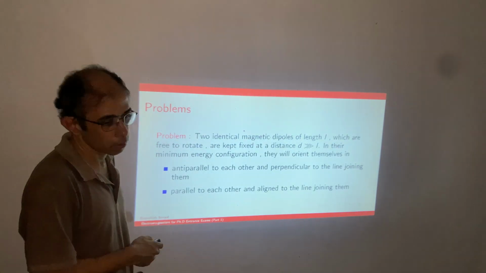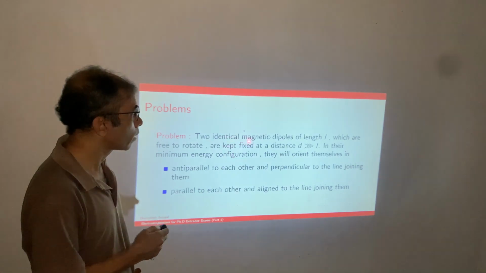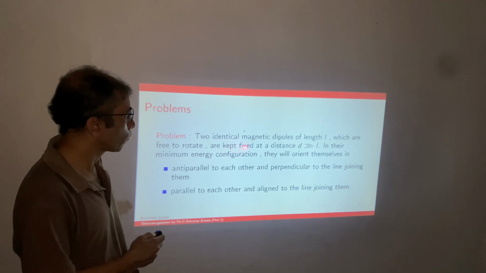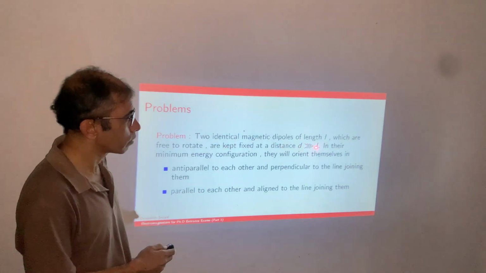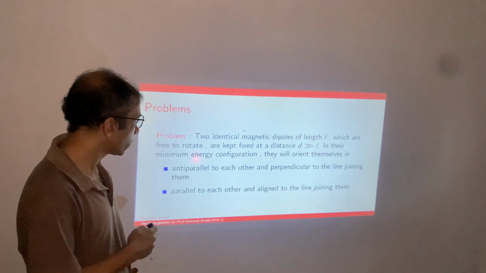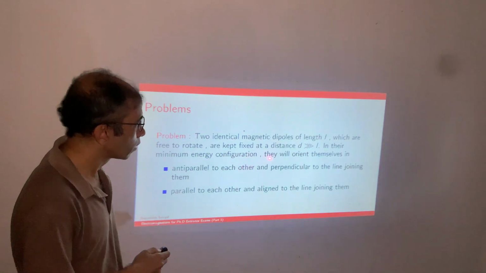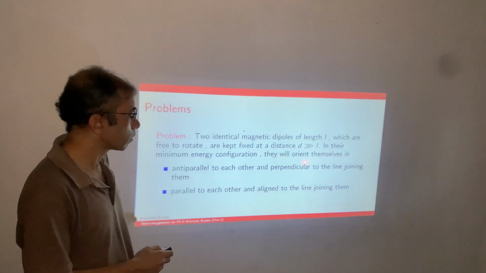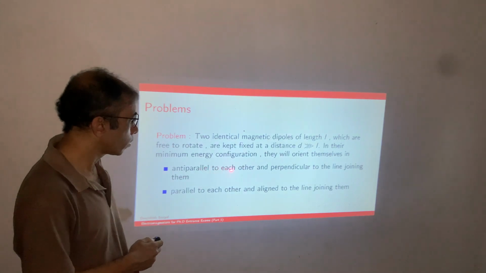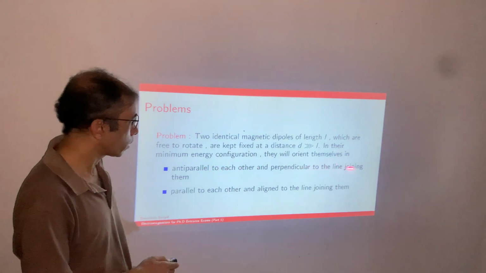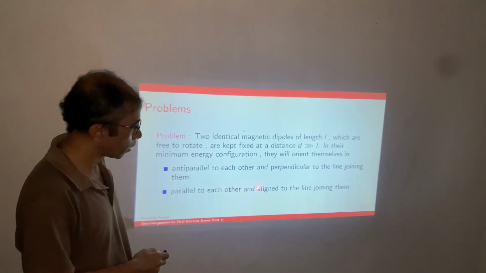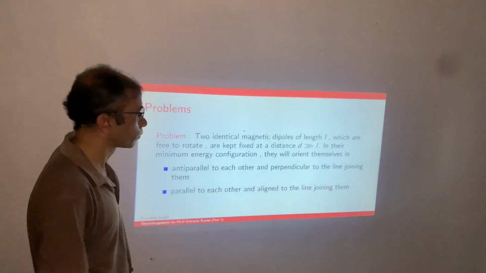Now we'll consider a problem. Two identical magnetic dipoles of length L, which are free to rotate, are kept fixed at a distance d much greater than L. In the minimum energy configuration, they will orient themselves in... there are two options. One is anti-parallel to each other and perpendicular to the line joining them, and the other is parallel to each other and aligned to the line joining them.